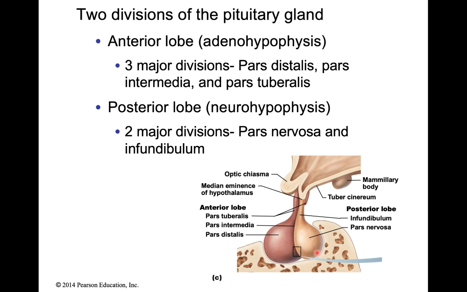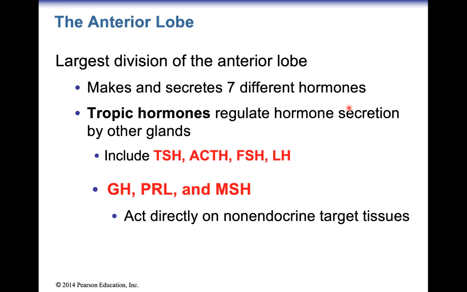Now, if you notice up here in the PowerPoint, I've written two really big long words. These are the proper anatomical terms for these lobes. So the anterior lobe is called the adenohypophyses, and the posterior lobe is called the neurohypophyses.